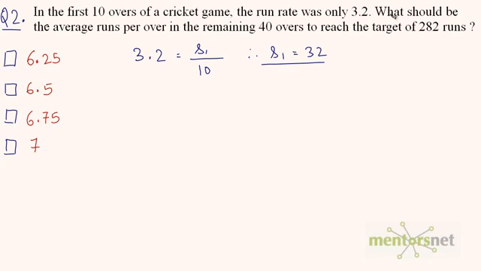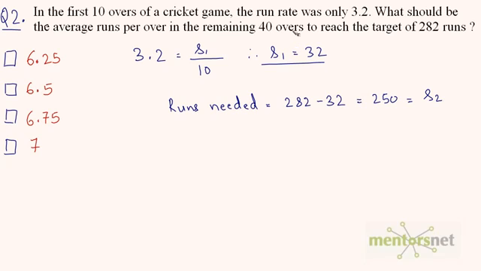So we know the runs scored in the first 10 overs. Now it is asked what should be the average runs per over in the remaining 40 overs to reach the target of 282 runs. So for that we need to find out the runs needed in the remaining 40 overs. So the target is 282 runs, so runs needed is equal to 282 minus the runs previously scored, which is 32, and that is 250. Let us term that S2.